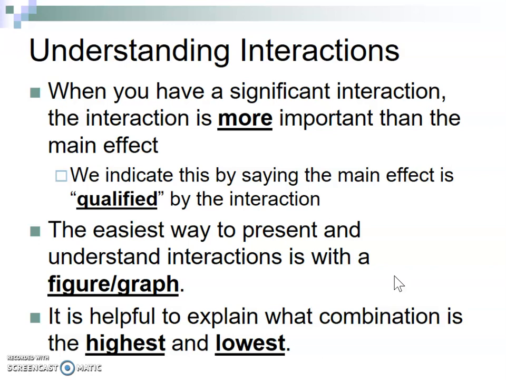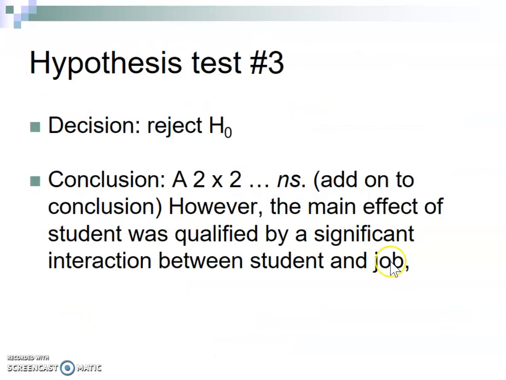So let's start out though by adding to our conclusion. Again, we're still adding to the same conclusion. All of this is in the same paragraph that we were working with before. So we're just going to add this part to the end of that last hypothesis test we just did, hypothesis test 2. The end of that, we're going to add this next sentence. So, however, the main effect of student was qualified by a significant interaction between student and job. Again, we're using that word qualified to indicate that this interaction effect, since it was significant, is more important than the main effect.